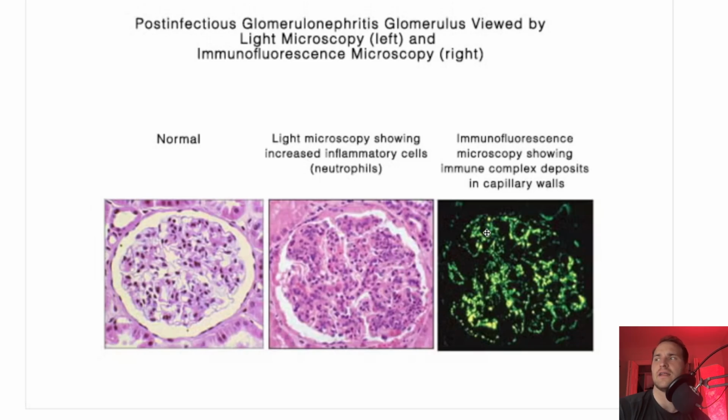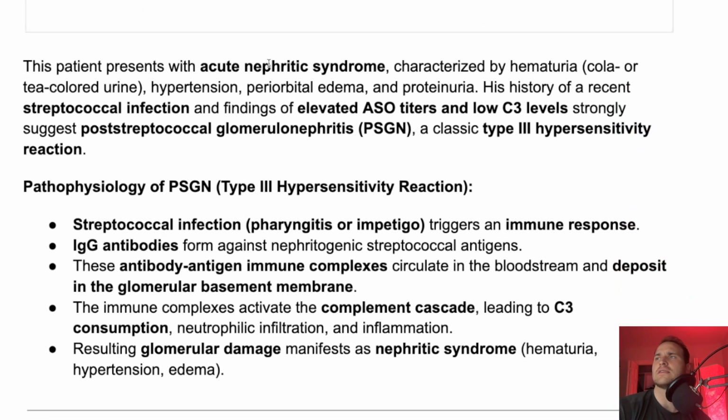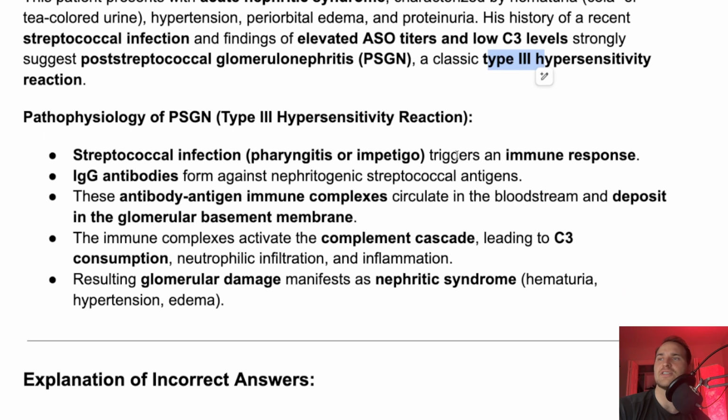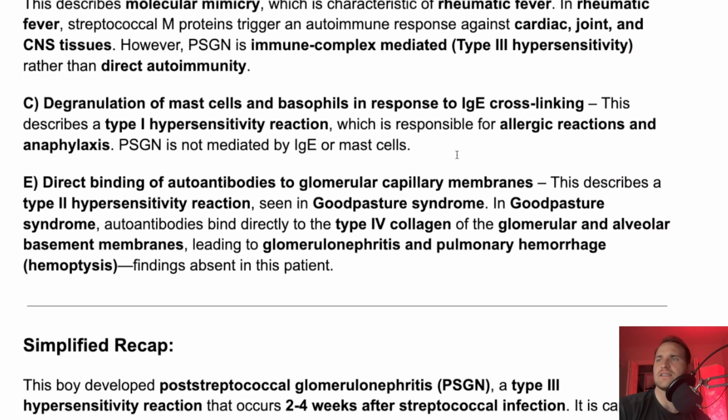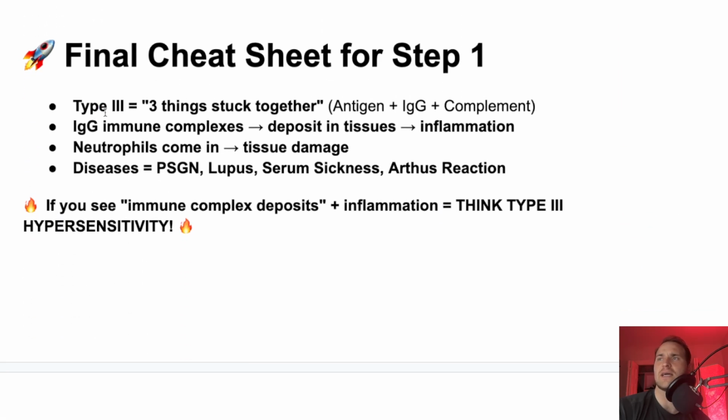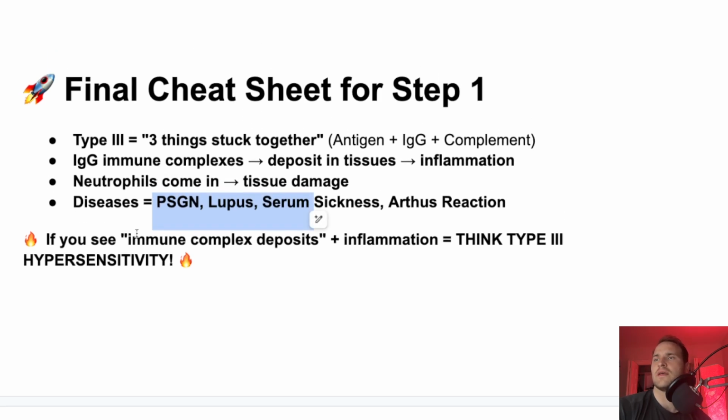Inflammation you can see here, and here are the immune complexes that are seen on the green staining. So this is acute nephritic syndrome. Elevated ASO titers and low C3 suggest that we have PSGN, a type 3 hypersensitivity reaction. And we've explained some of these other answers, but that's the basic idea. So type 3 things are stuck together: the antigen, the IgG, and the complement. The way to remember it: it deposits in the tissues, causing inflammation, and the diseases that cause it: lupus, serum sickness, and Arthus reaction. And so hopefully this is helpful. Immune complex deposits and inflammation, think type 3 hypersensitivity.